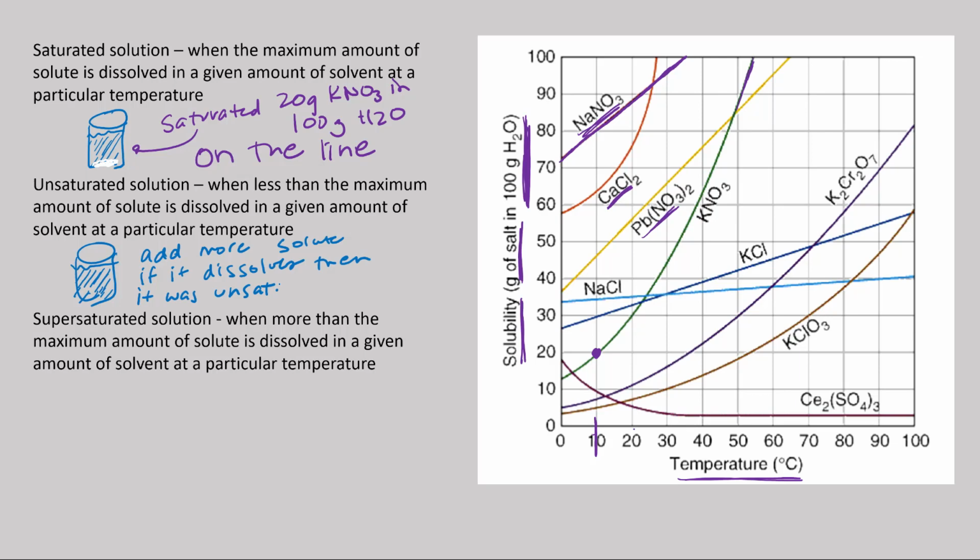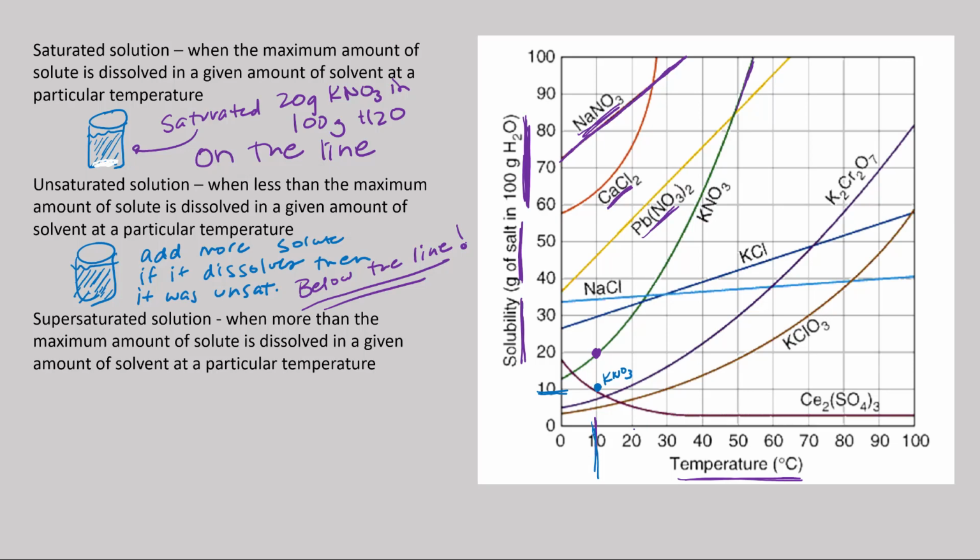If it doesn't dissolve, then it was saturated. And we'll talk about what happens when it's supersaturated in just a minute. So for a potassium nitrate solution at 10 degrees Celsius, if we only have 10 grams of potassium nitrate in there, then it would be unsaturated because it's below the line. So all of the unsaturated solutions would be below its line. Anywhere below the line for that substance at that temperature would be an unsaturated solution.